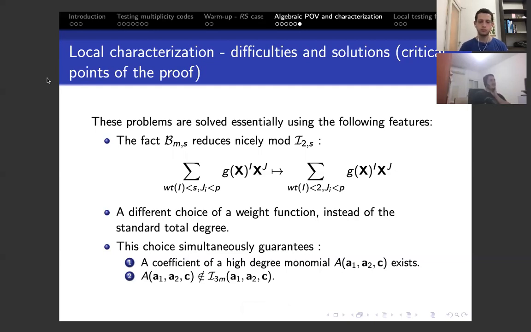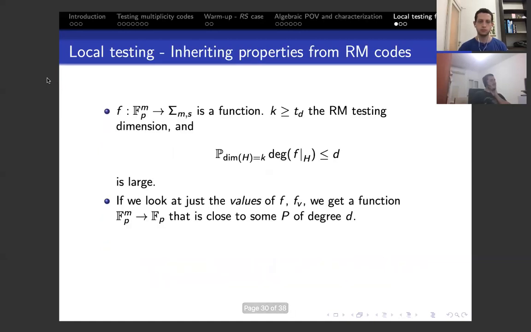And now we'll talk a little bit about the robustness part. So let's say we have a function from F_p to the m to Sigma_m^s. And let's say that we are above the Reed-Muller testing dimension. And we know that for a lot of k-dimensional subspaces, the degree of f is less than d. When I'm saying the degree of f is less than d, I mean that f is a polynomial of degree less than d and its derivatives.